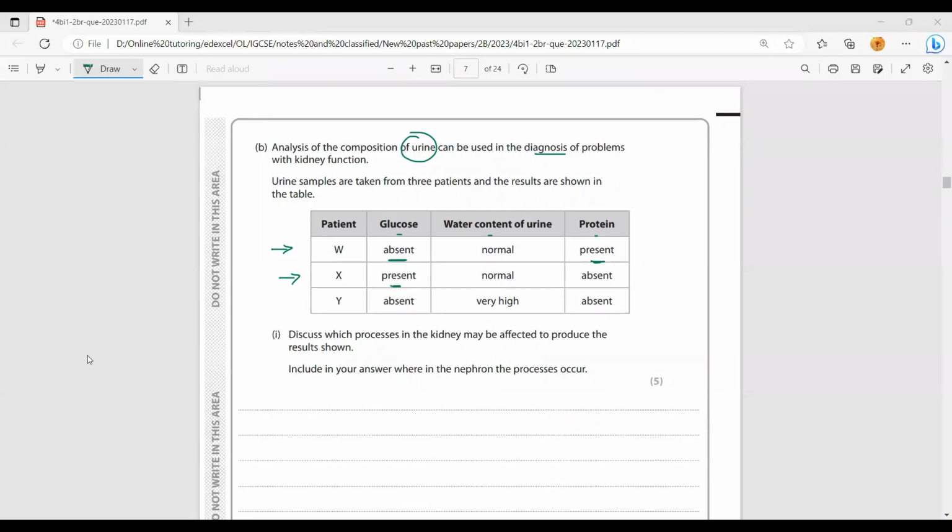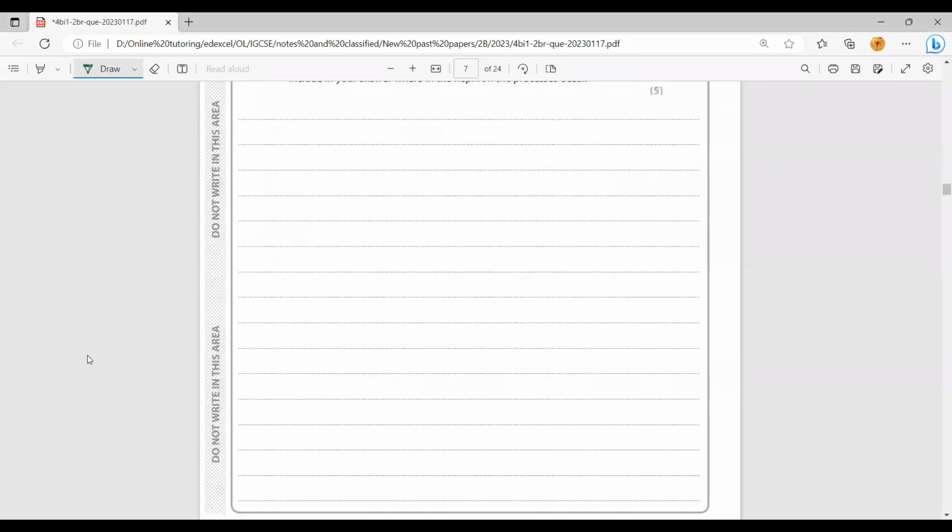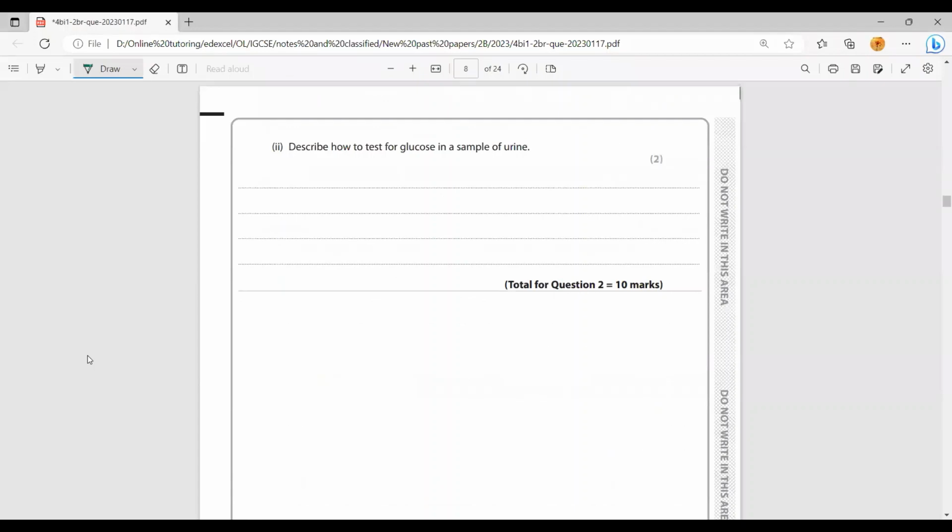Okay, let's continue. Describe how to test for glucose in a sample of urine. The first time, it doesn't say protein. How to test for glucose in a sample of urine, Ahmed? And take care, it's worth 2 marks.